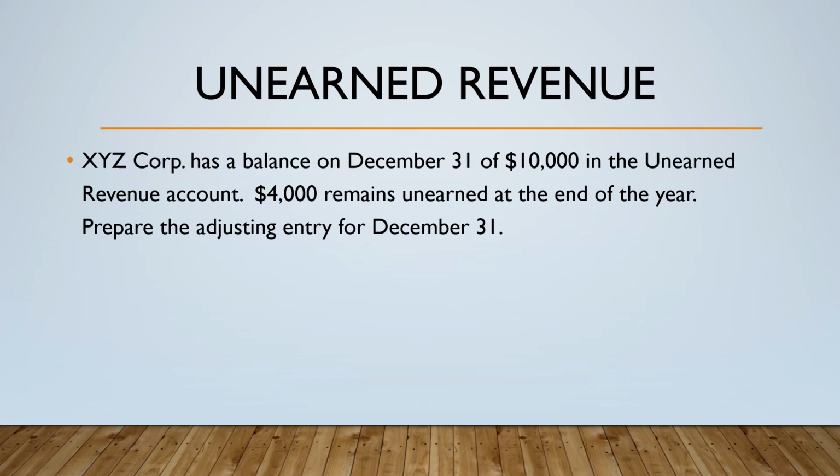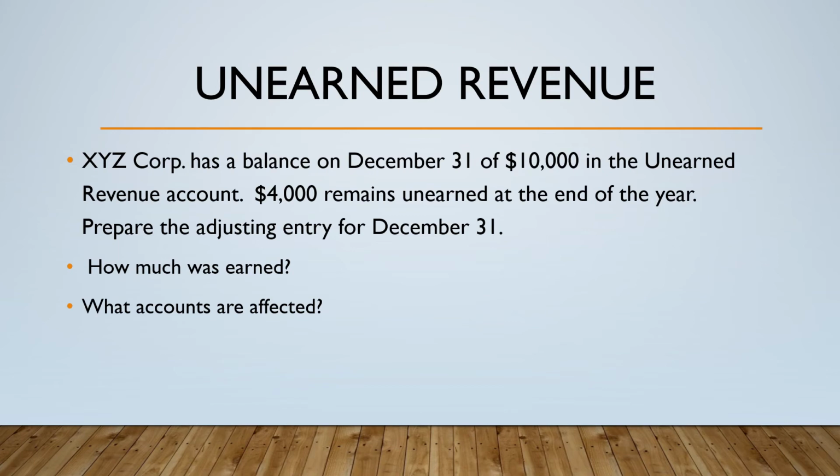So as always, how much would the journal entry be? How much was actually earned? Well, we started with $10,000 and there's $4,000 in the account right now, or should be. That means that we've earned $6,000.